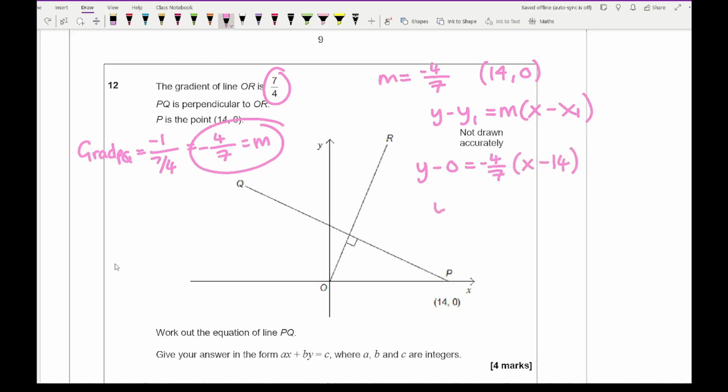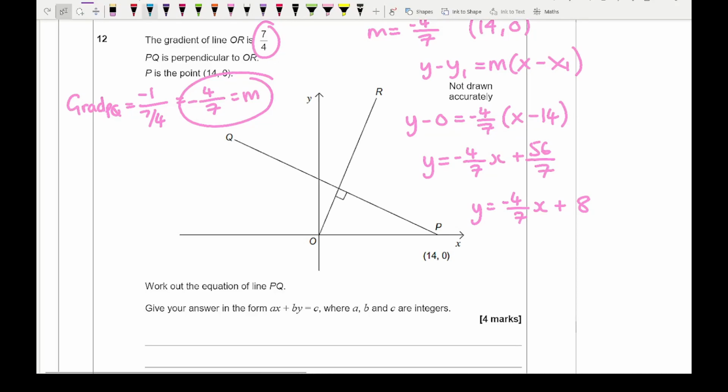Then expanding the brackets, I get y equals minus 4 over 7x. Then minus 4 times minus 14 is 56, so it's going to be plus 56 over 7. 56 over 7 is 8. So it's y equals minus 4 over 7x plus 8.